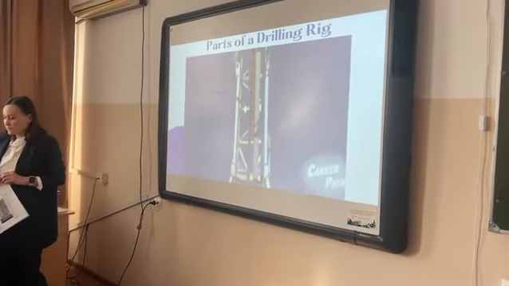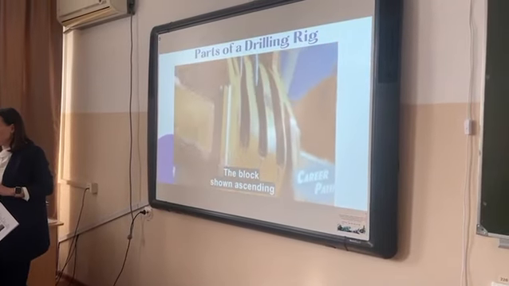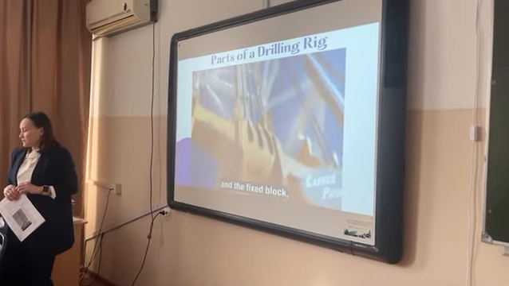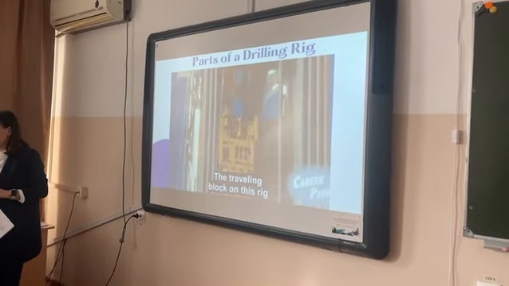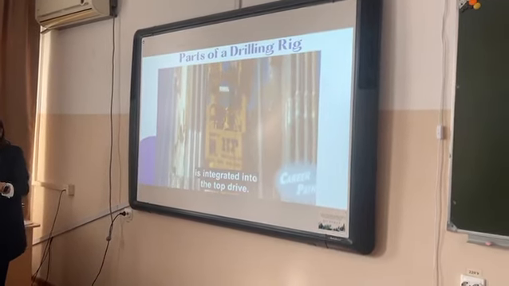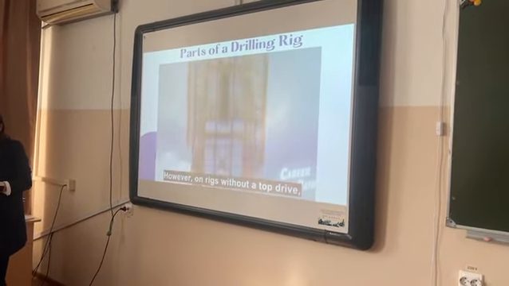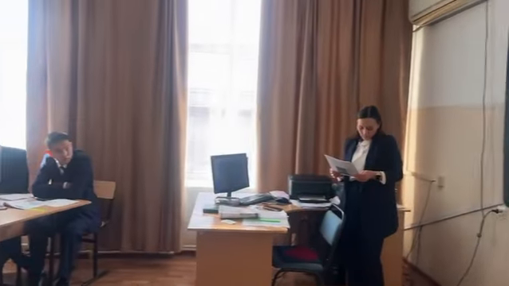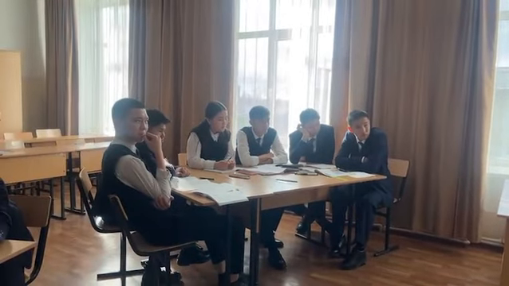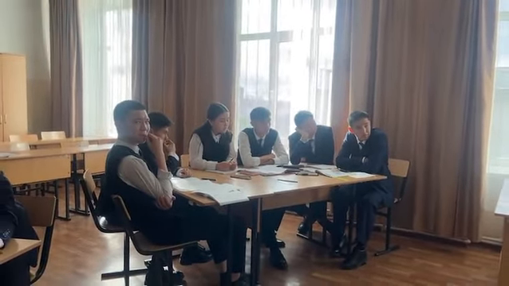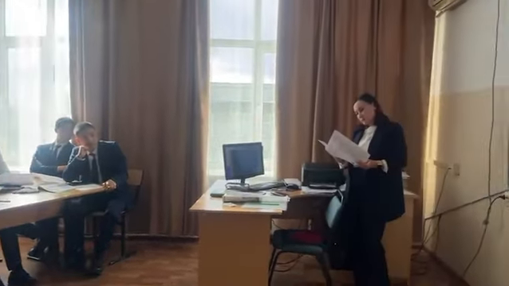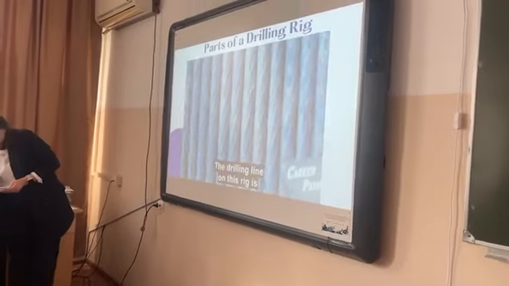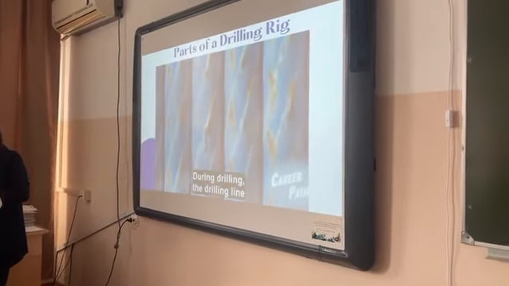Rig hoisting systems utilize a block and tackle configuration. The block shown ascending is called the traveling block, and the fixed block on top of the mast is called the crown block. The traveling block on this rig is integrated into the top drive. However, on rigs without a top drive, the traveling block is independent and has a hook attached for suspending loads. The crown block and traveling block are interconnected with steel rope known as drilling line. Drilling line is made in sizes ranging from 7/8 inches to 2 inches in diameter. The drilling line on this rig is 1 3/8 inches in diameter.